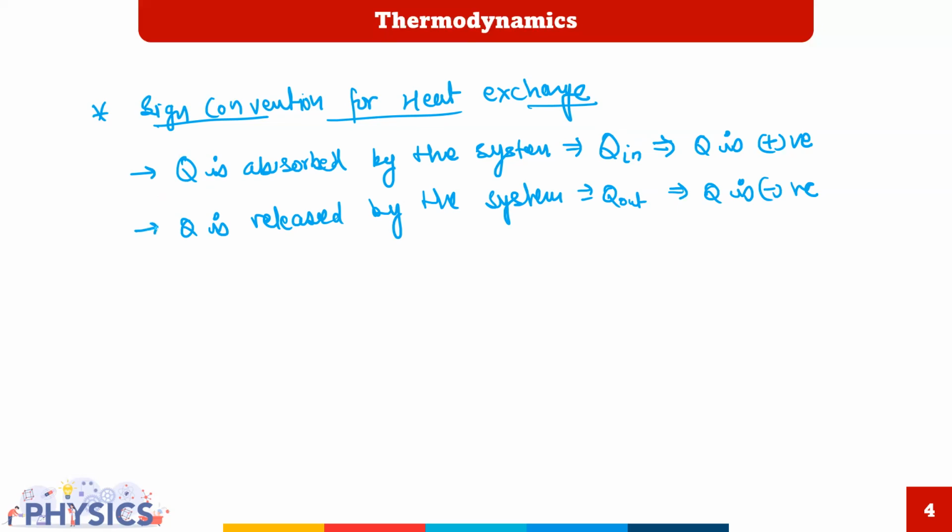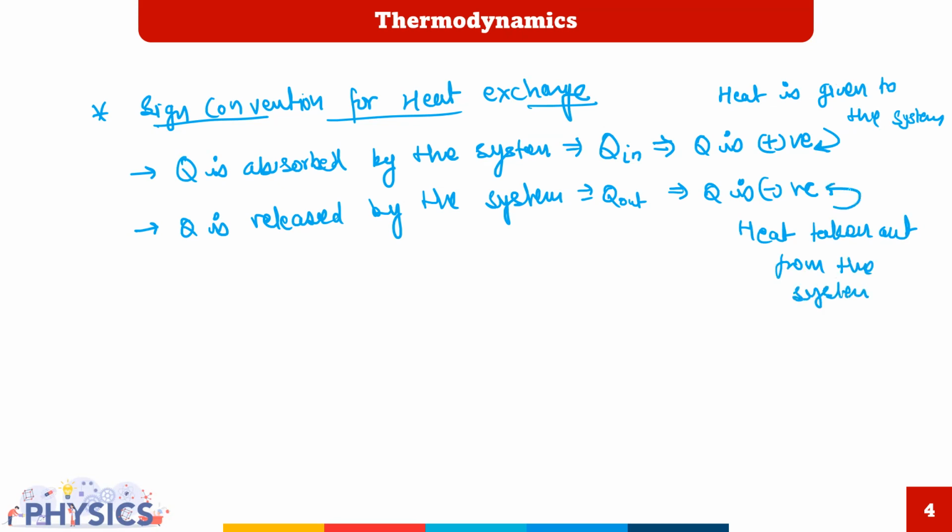So heat given to the system, we call it as heat given to the system also. Heat is given to the system. And this we can take, call it as, so this is heat given to the system is positive, heat taken out from the system.